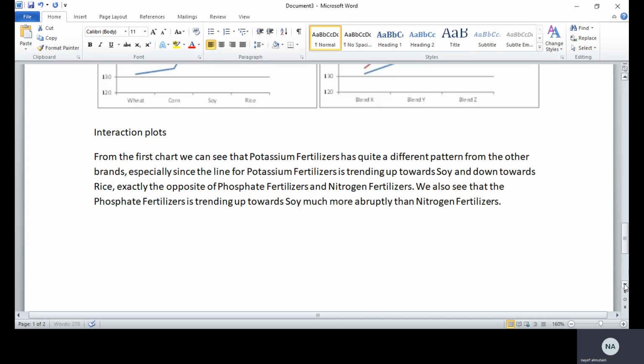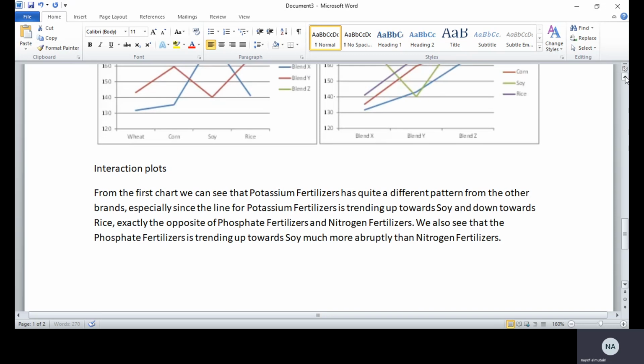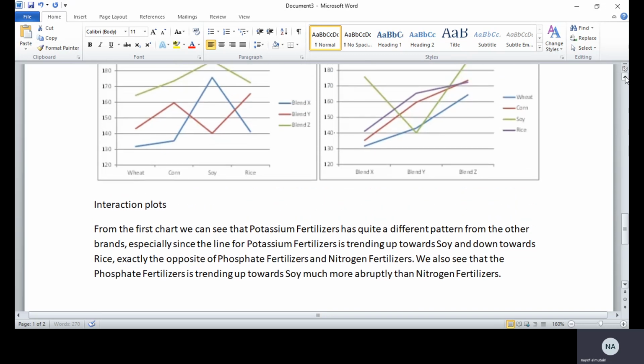From the first chart, we can see that the potassium fertilizer has a quite different pattern from the others. This should be written in the conclusion. And plotting these curves using Excel is very simple. It has a quite different pattern from the other brands, especially since the line of potassium fertilizer is trending up. You can see it trending up toward soy and then down toward rice. Exactly the opposite of phosphate fertilizer and nitrogen fertilizer. We also see that the phosphate fertilizer is trending up towards soy much more appreciably than nitrogen fertilizer.